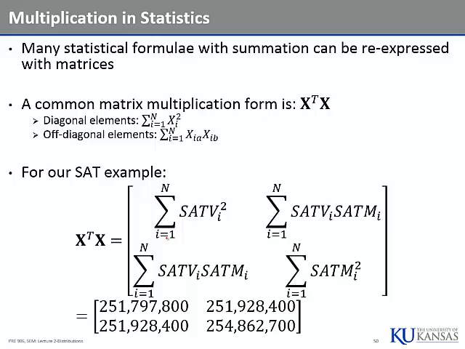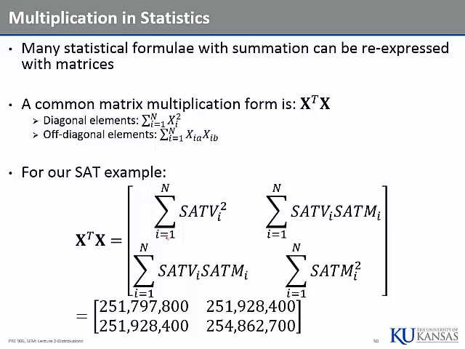And when we do this, look what happens. Down the diagonal, we get the sum of the squared variable. Sum of SAT verbal squared for each person. Sum of SAT math squared for each person. Remember where we've seen sum of squares before? Variances, right? This shows up a lot in variance. In the off diagonal, we get the sum of the product between variables, sometimes called the cross product. That thing shows up in covariances.